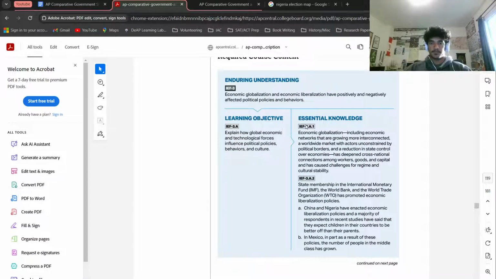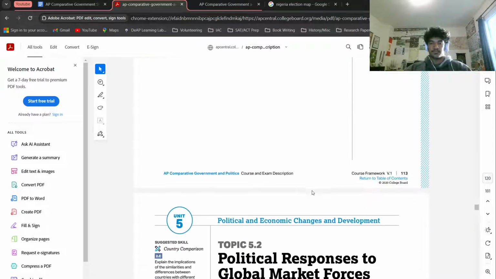Let's go through each one. Remember that membership in international organizations such as the WTO and the IMF has promoted economic liberalization. Why is that? Because if you're in the WTO, guess what the WTO stands for? World Trade Organization. It's global trade. Global trade is globalization. Globalization leads to economic liberalization.